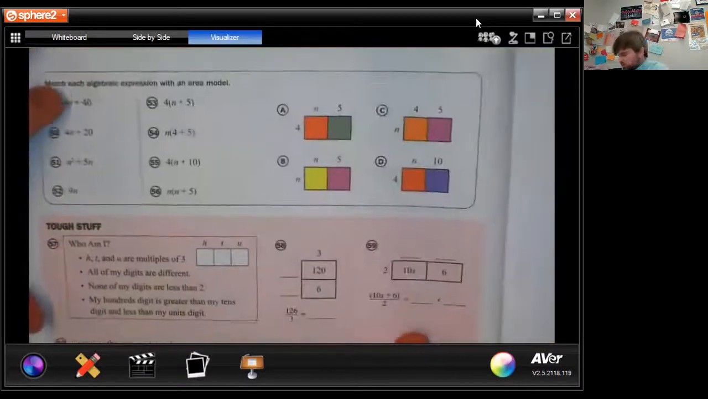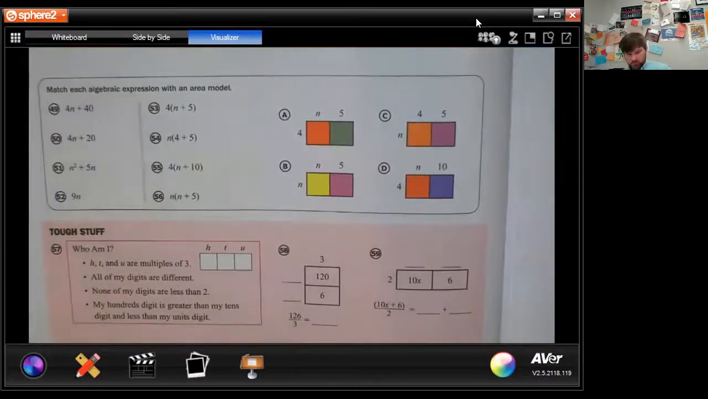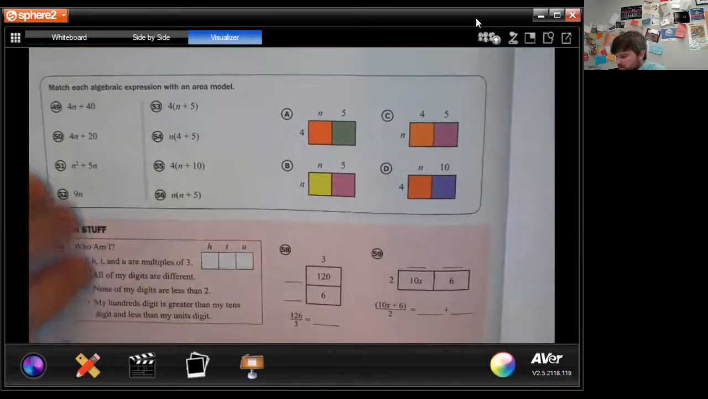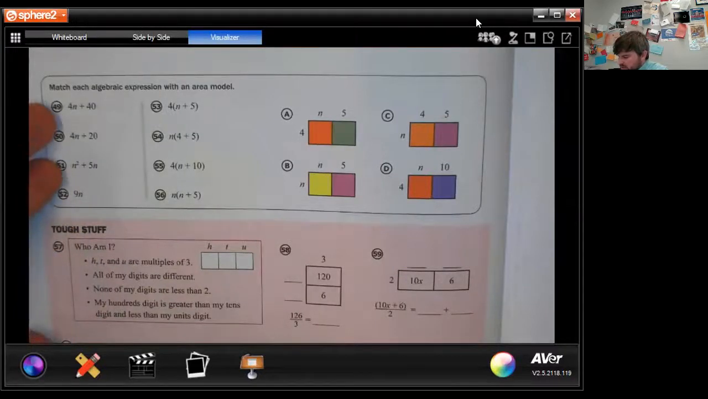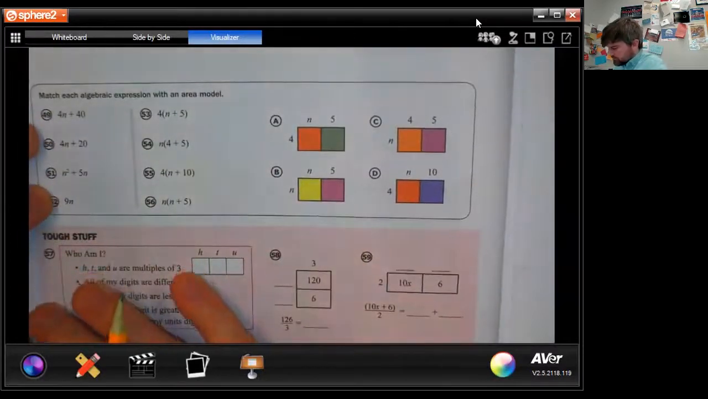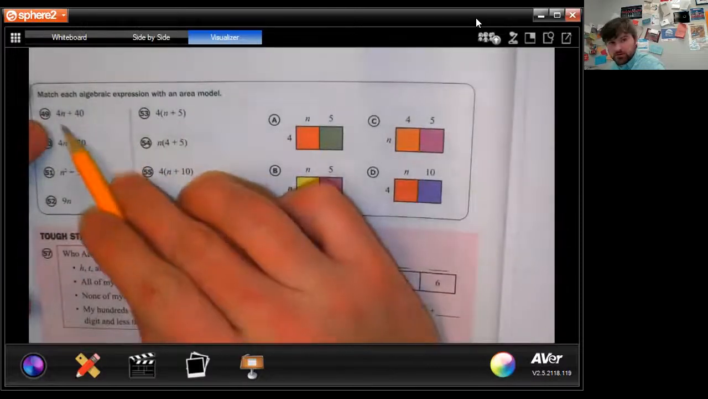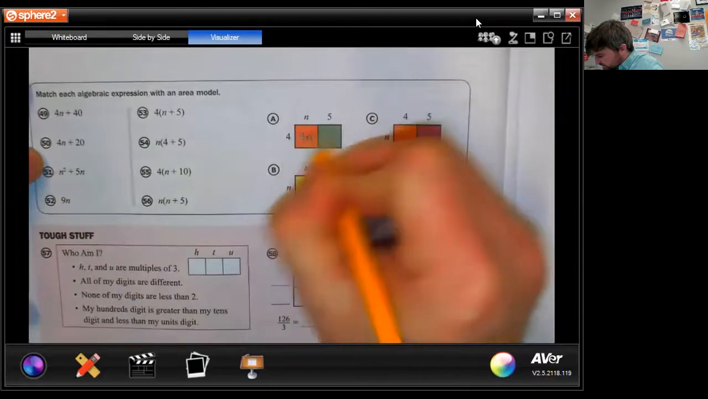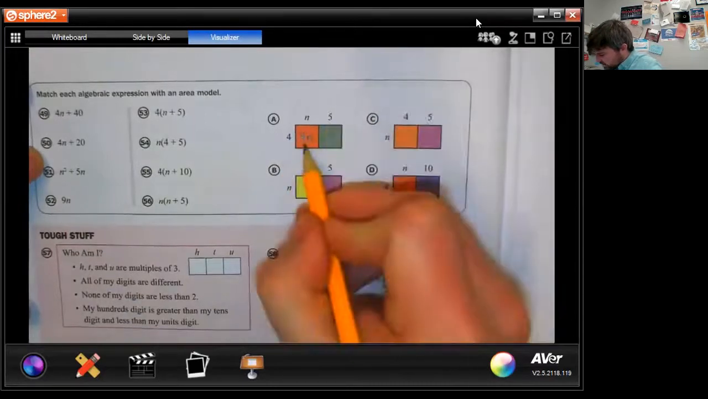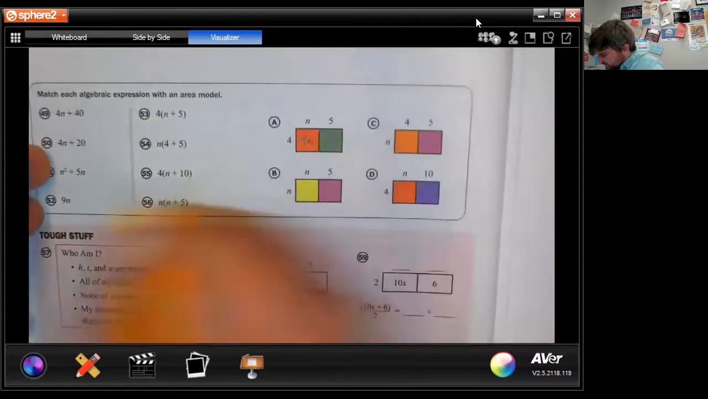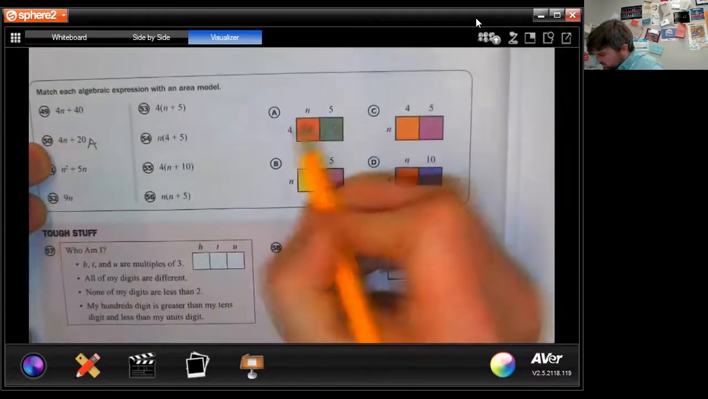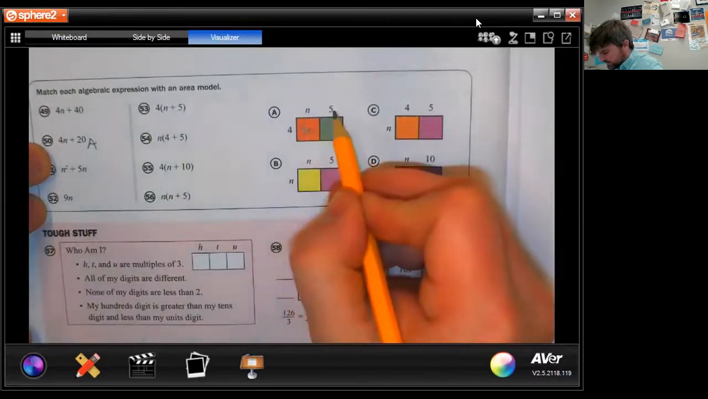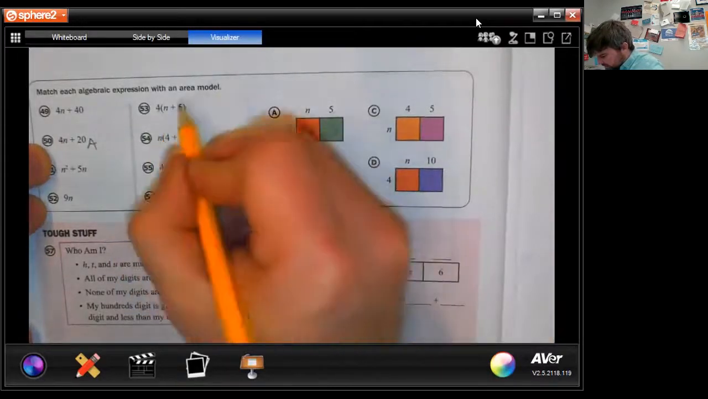Okay, so here's some harder stuff for our review. Okay, just some tough stuff and some stuff to make you think here. So match each algebraic expression with an area model. So what I want to do here is go ahead and I'm going to multiply these out. You can see that some of them are already multiplied out. So 4 times n is 4n, and 4 times 5 is 20. So do I have a 4n plus 20 somewhere right here? So this is A. This was also 4 times n plus 5. So 4n plus 5, this is also A.